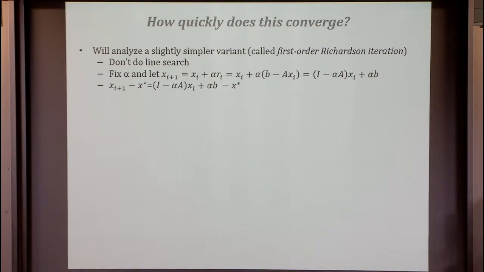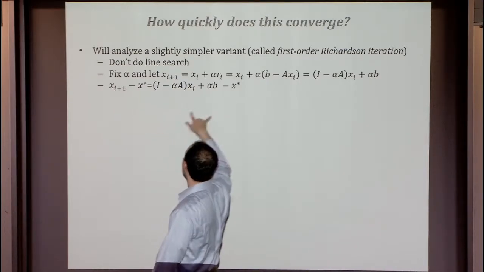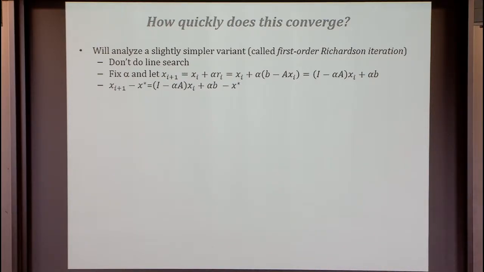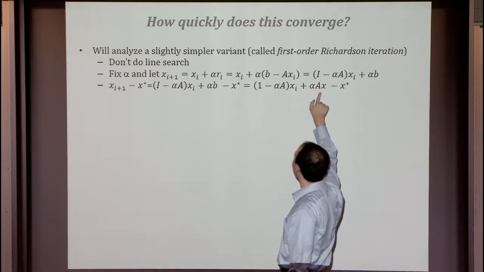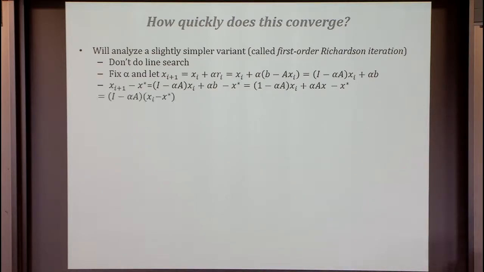Here all I'm going to do is write out what happens to the error and then hope you can see how it goes down. If I look at the difference between x_{i+1} and x star, all I did was subtract x star from both sides. I have a formula, it's just the one above it minus x star. Now if we expand it out a little bit, we'll note that b is just A times x star, so alpha b is just alpha A x star. And now we can rewrite this as something very nice: this fixed matrix, I minus alpha A, times the error, x_i minus x star.